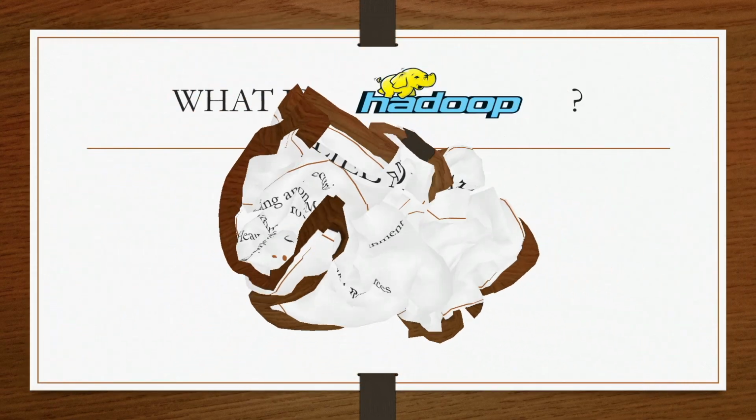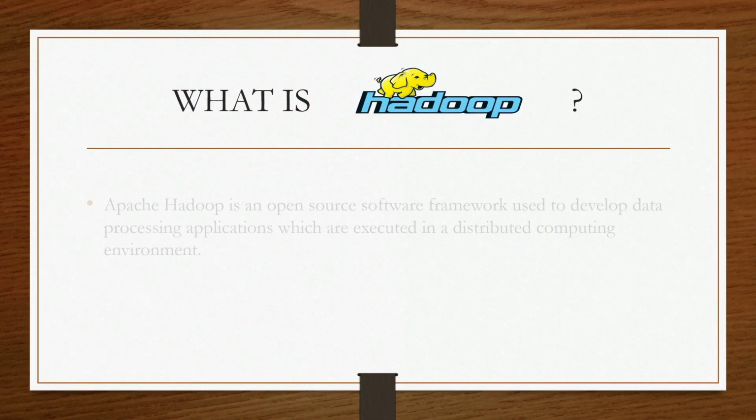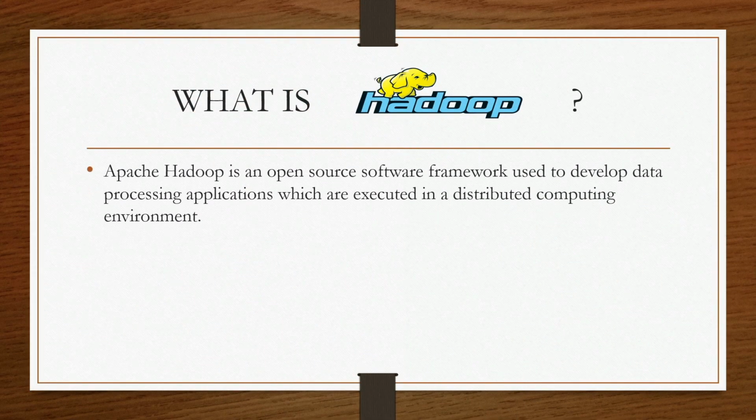Now, what is Hadoop? Apache Hadoop is an open source software framework used to develop data processing applications which are executed in a distributed computing environment. The applications built using Hadoop run on a large data set distributed across a cluster of commodity computers. Commodity computers are cheap and widely available. They are mainly useful for achieving greater computational power at low cost.